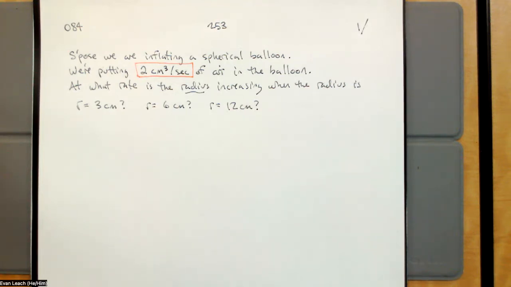Of what? Of air. Yeah, we're putting air into the balloon. I didn't write the i, so it kind of looks a little bit like r. We're putting 2 cubic centimeters per second of air into the balloon.